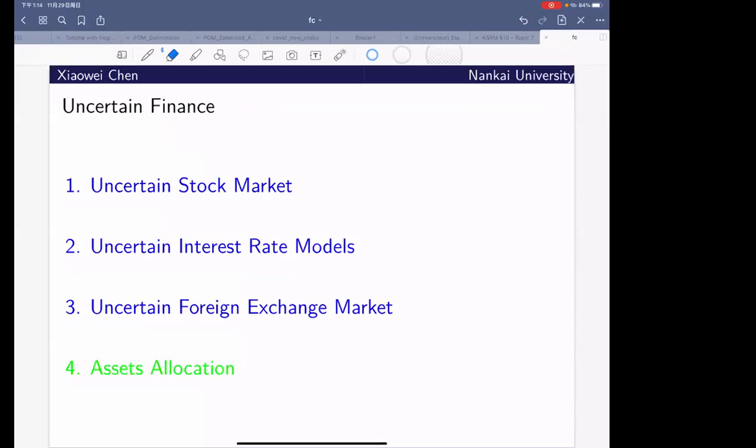First is the stock market, the second is the bond market, and the third is the foreign exchange market. All these parts are based on the Liu process. It is a very different theory from Brownian motion, and because the noise follows a normal distribution with expected value 0 and variance 1, it is very powerful to apply.